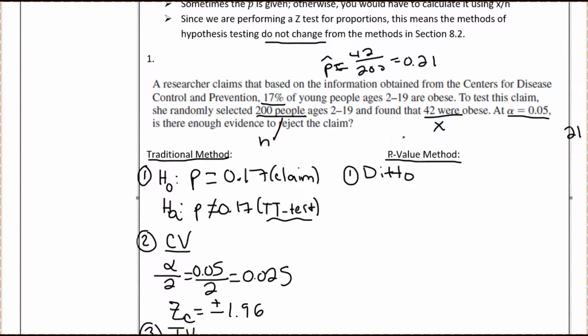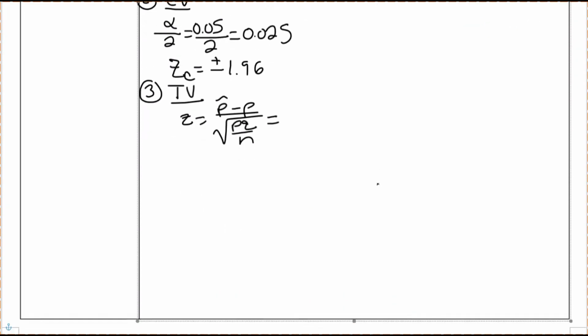Now to find our q, recall that you got to do 1 minus p to find the q. So we're going to do 1 minus p, which is 1 minus 0.17, or 0.83. All right, so now we got our two values. We can go ahead and plug them in.